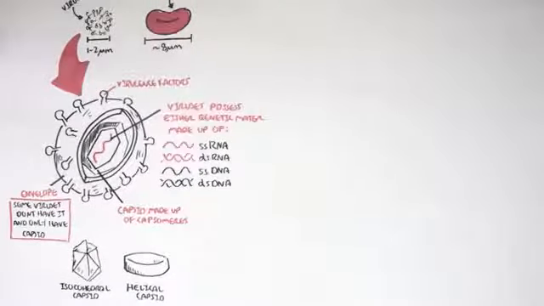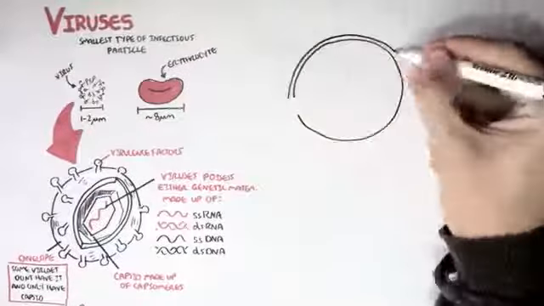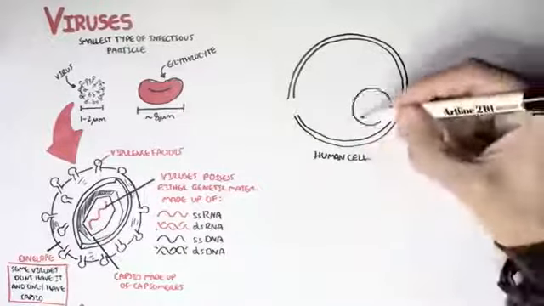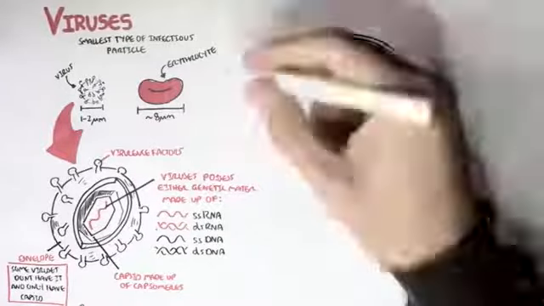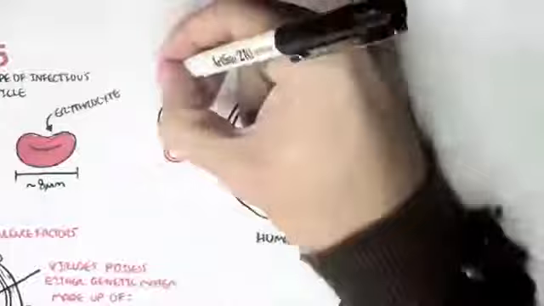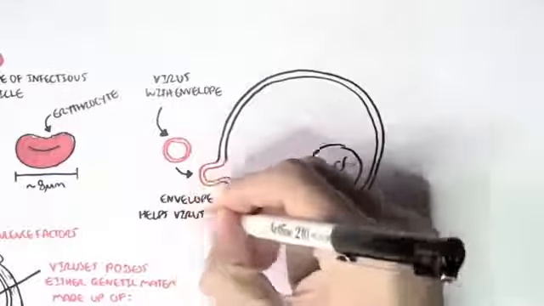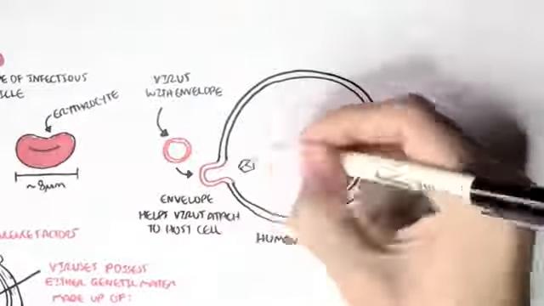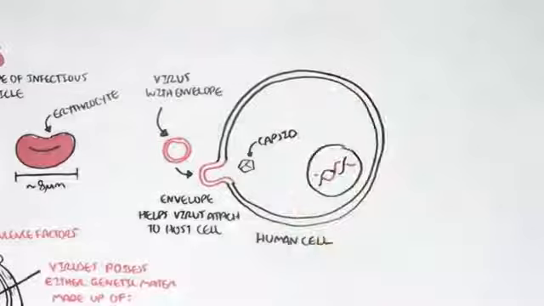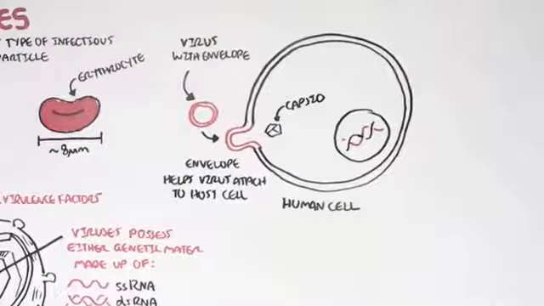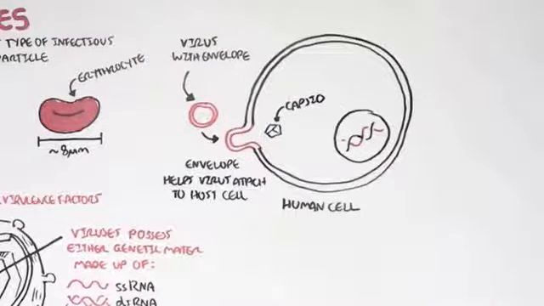Now, why would an envelope be useful for a virus? Well, as mentioned, the envelope is typically made up of a lipid bilayer. A human cell is also made up of a lipid bilayer. So if a virus would come along, it can fuse its envelope with the host cell, releasing the capsid or genetic material inside the cell, like shown here. So we can say that the envelope helps viruses attach to host cells.